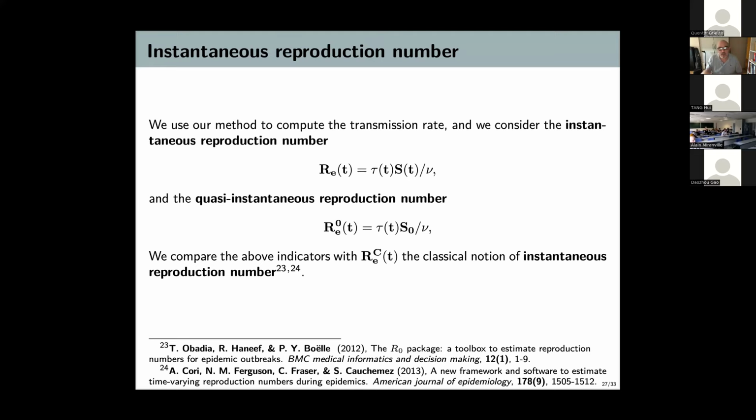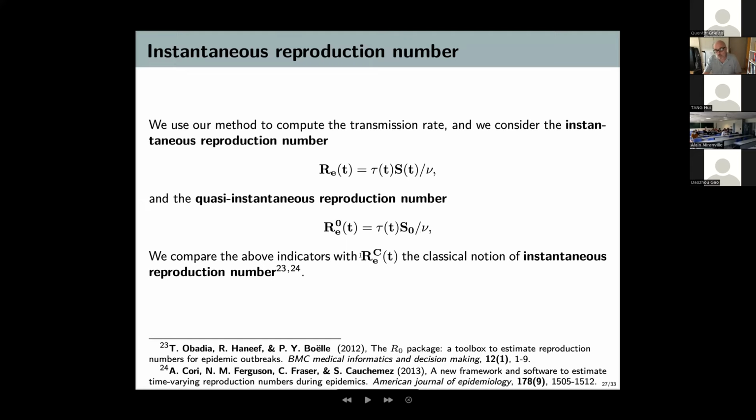And so we define several notions of R naught, the reproduction number, in order to compare the different notions and to use those indicators to draw some conclusions. So we use an R-naught, an instantaneous reproduction number, with a time-dependent number of susceptible, and we also fix the number of susceptible, in order to see how fast the epidemic is exhausting the population of susceptible.